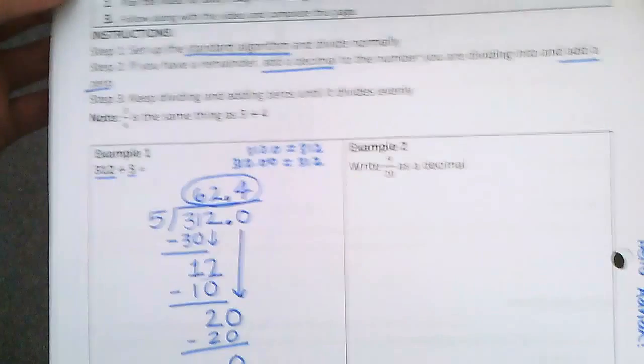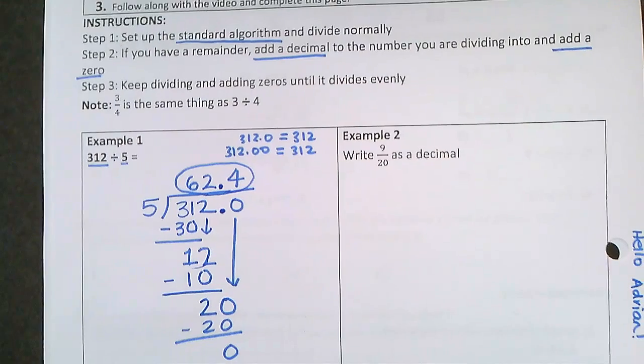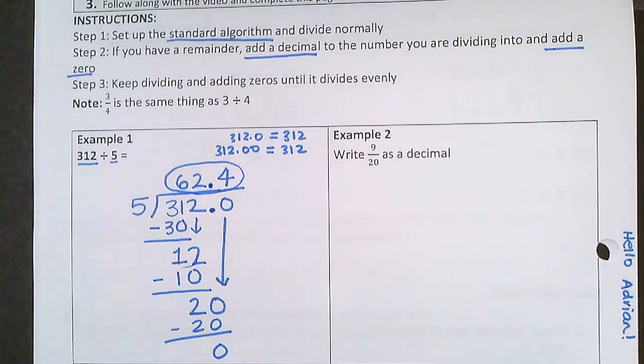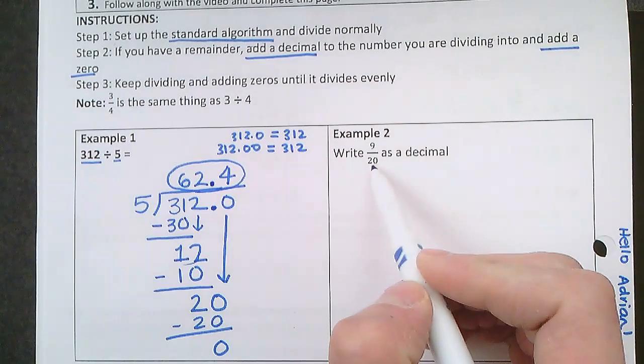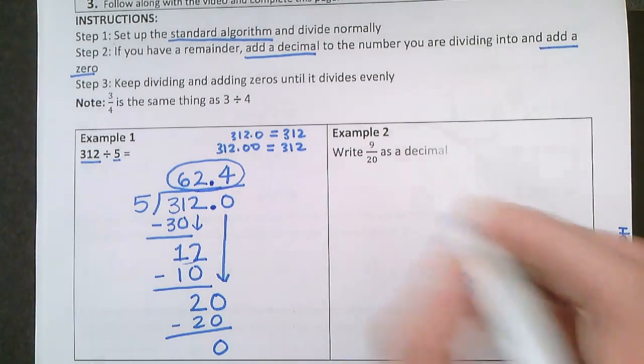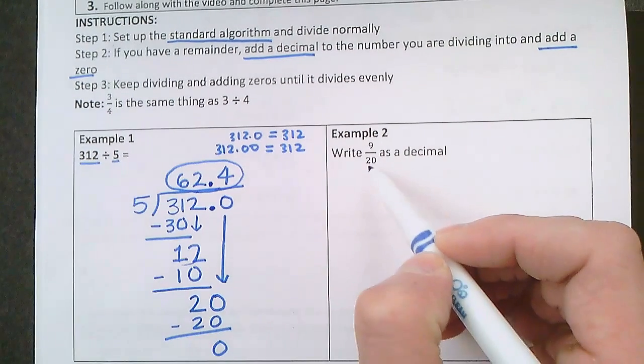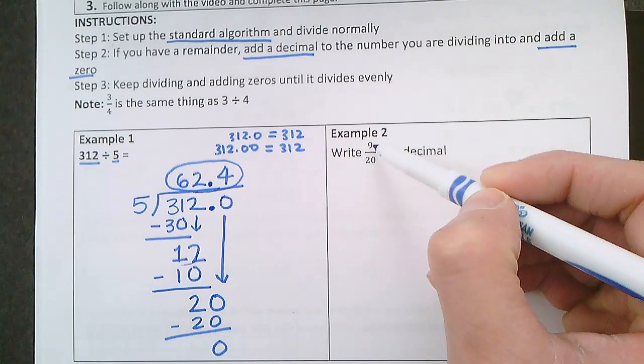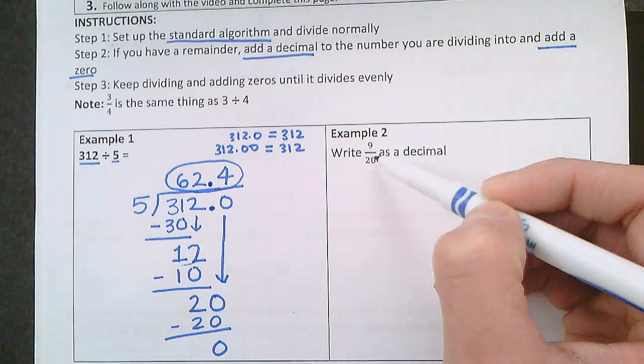Okay. Now let's look at our second example. We are writing 9/20ths as a decimal. And so anytime you have a fraction, right, you can think of it as you have 9 pieces that are split into 20ths.